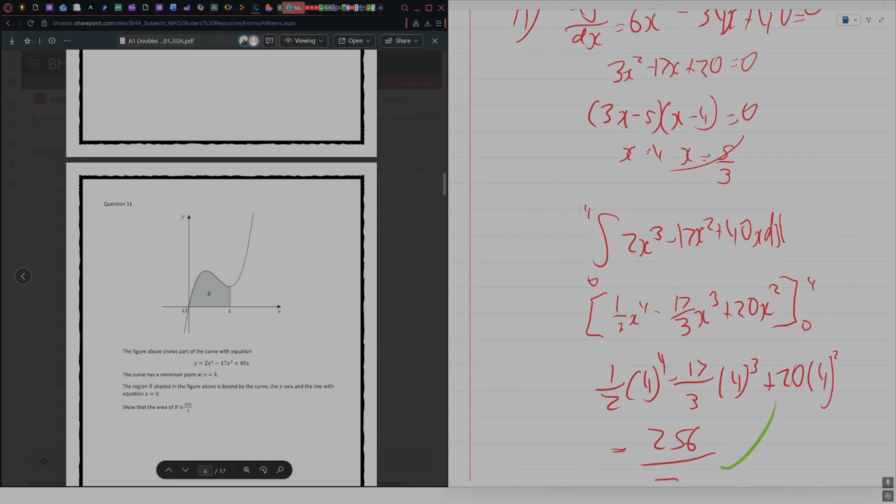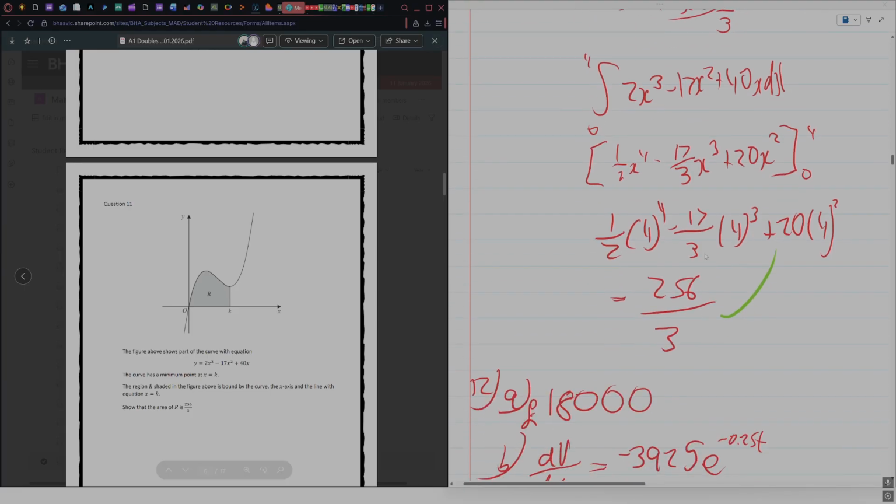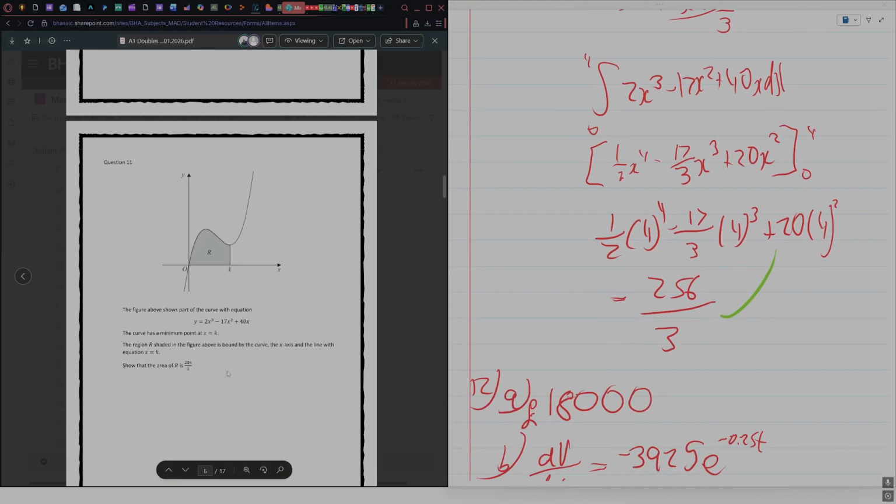And now we know our upper bound of our integration, so we can just integrate, find the area, and that will give us the answer it's asking for.